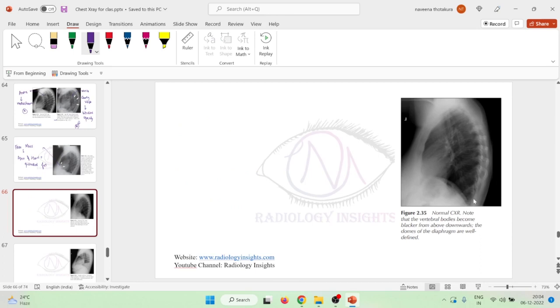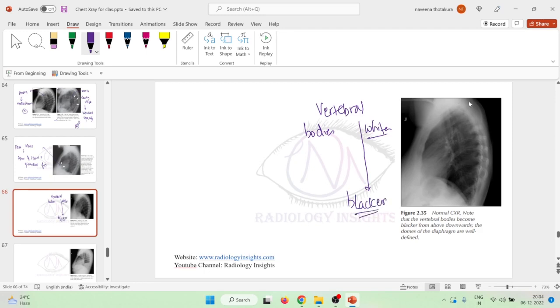Next, this is the normal lateral chest X-ray, and if you see the vertebral bodies, from the superior part to the inferior part, the superior part is a little whiter and slowly they are becoming more black.